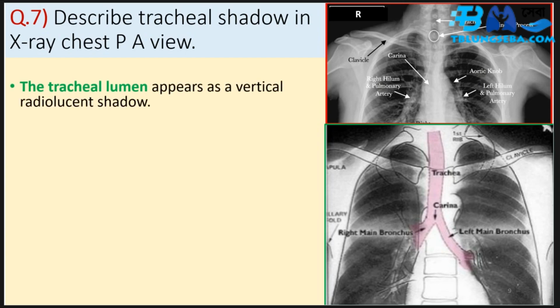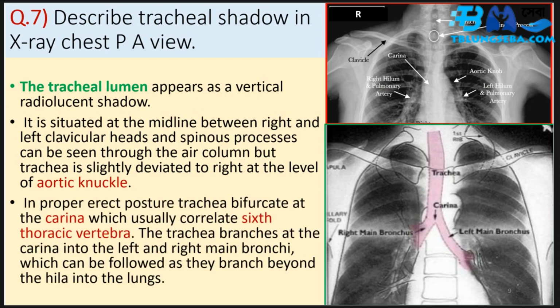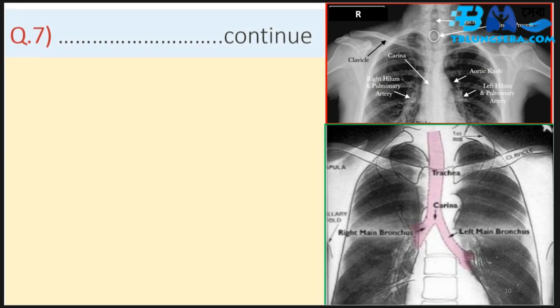Q.7. Describe tracheal shadow in X-ray chest PA view. The tracheal lumen appears as a vertical radiolucent shadow. It is situated at the midline between right and left clavicular heads and spinous processes can be seen through the air column, but the trachea is slightly deviated to right at the level of aortic knuckle. In proper erect posture, the trachea bifurcates at the carina, which usually correlates with the 6th thoracic vertebra. The trachea branches at the carina into the left and right main bronchi, which can be followed as they branch beyond the hilar into the lungs.